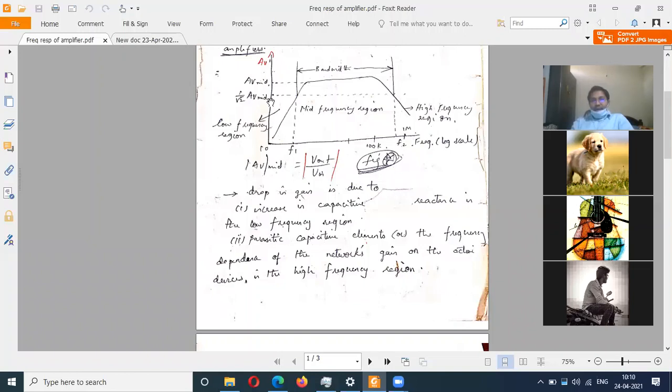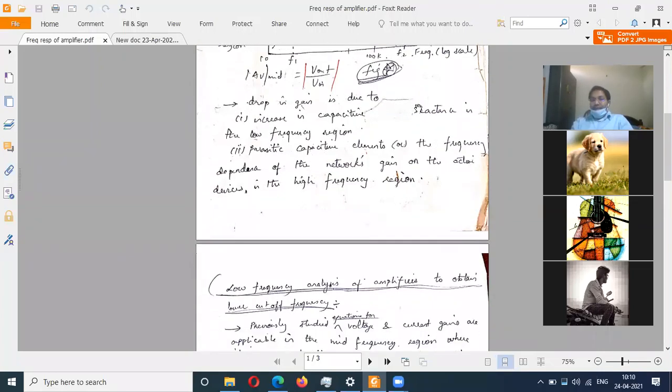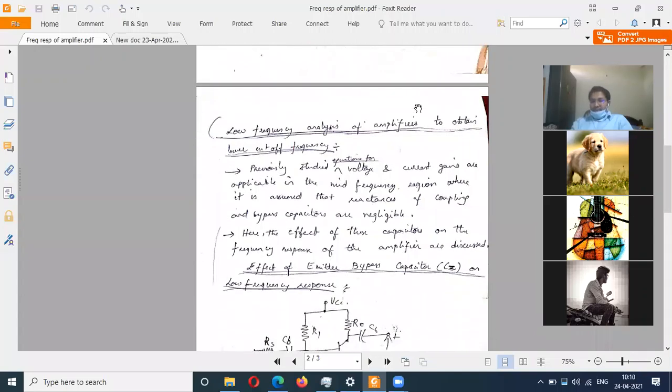Again, anybody answer, this is due to what? Kirti. Circuit capacitor. Very good. And this is due to? Junction capacitor. Yes, junction capacitances, or we can say transistor capacitances.